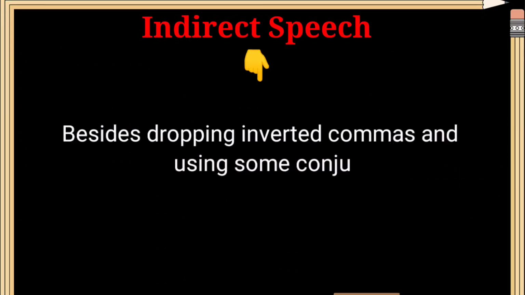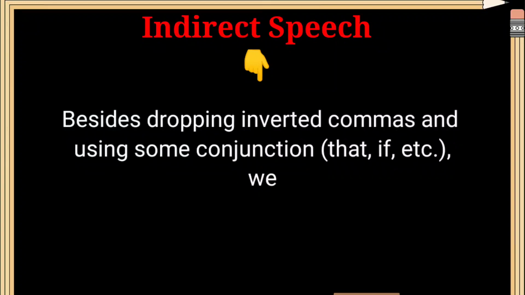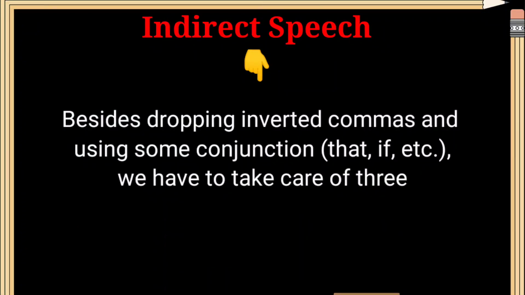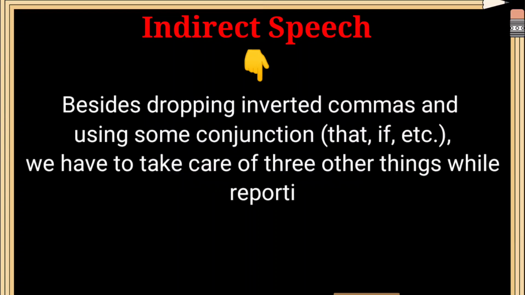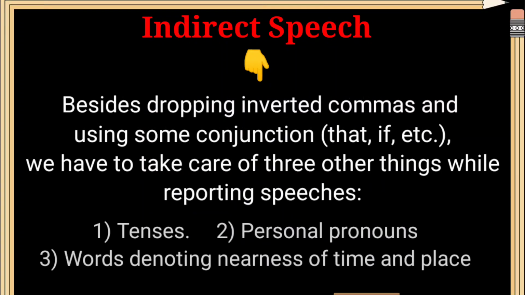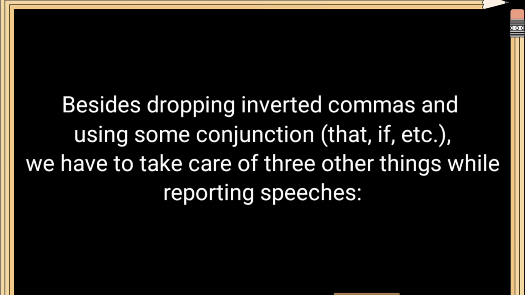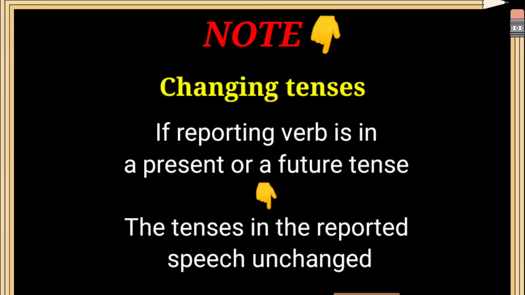Besides dropping inverted commas and using some conjunction like that, if, etc., we have to take care of three things while reporting speeches: tenses, personal pronouns, and words denoting nearness of time and place. The most important thing you should note is that if the reporting verb is in present or a future tense, then the tense in the reported speech will be unchanged.